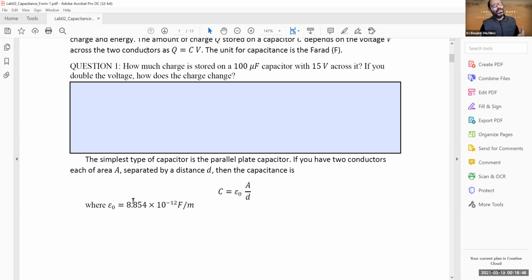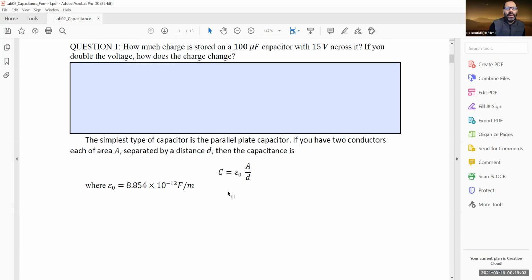In any exam I do, or any problems I do, that is a number I go by. However, for this lab, this is a number we're going to use. This is closer to the actual number. This is epsilon naught. Obviously, it's a very small quantity, okay? And this is the expression for a parallel plate capacitor. That's what we found in class.